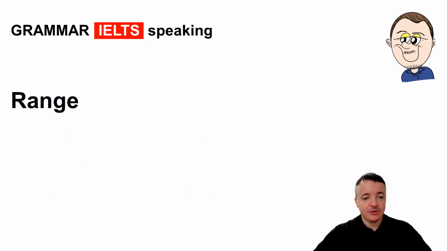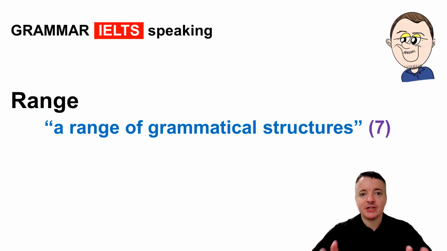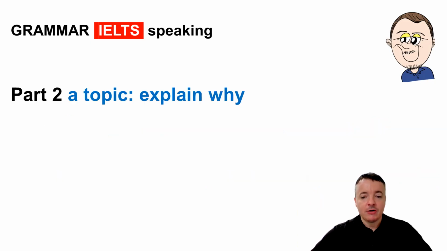Let's start with range. As I mentioned in the vocabulary video, we need to show a range of vocabulary, and it's the same for grammar. To get a higher band score, up to band 7, you need to show a range of grammatical structures. So not just simple grammar, also some complex, difficult grammar. And then band 8 is a wide range of grammatical structures. So even more attempts at complex grammar. So how can we do that?